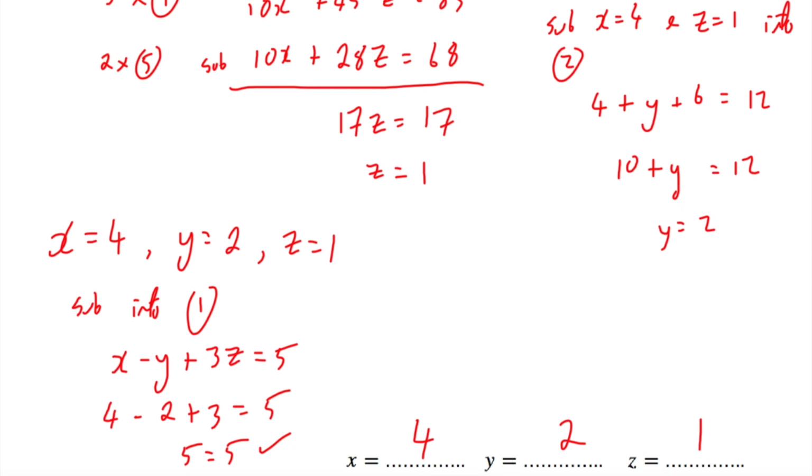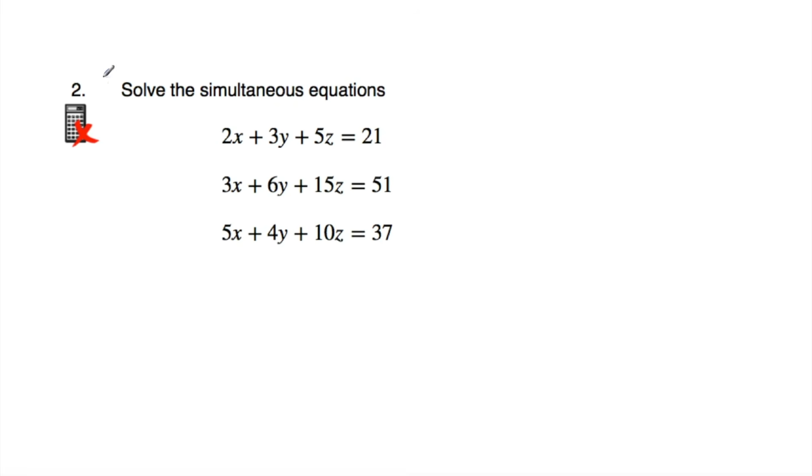And that's it. So we were asked to solve those simultaneous equations, and the answers are x equals 4, y equals 2, and z equals 1. And that's it. Okay, let's have a look at our next question, question number 2.